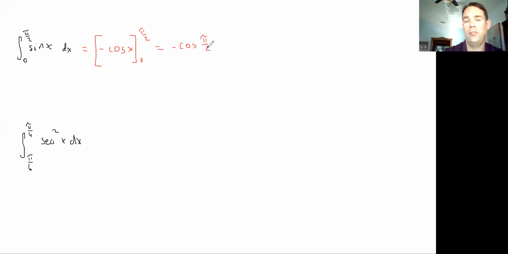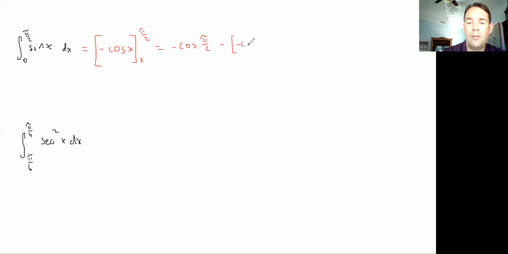It's so easy to get the derivative and the integrals backwards when you're dealing with trig, because the derivative of sine is cosine. The integral of sine is negative cosine. Remember, always ask yourself, what would give me a derivative of positive sine? All right, let's keep going here.